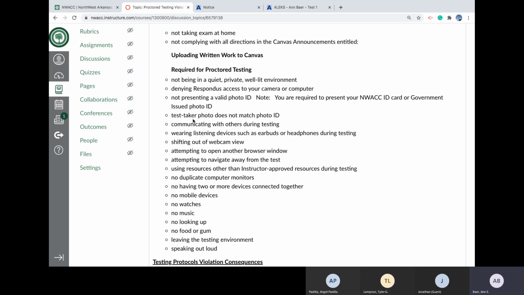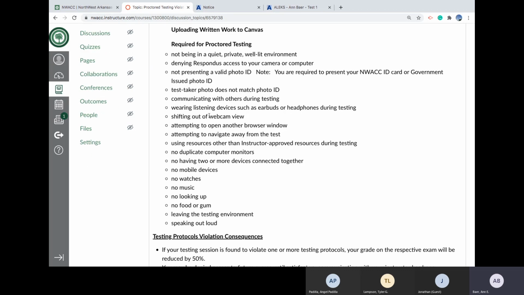So the current test taker photo, the one that they're going to take of you on exam day, a current photo, and then they're going to ask you to present your photo ID. So they're going to decide based on their artificial intelligence whether they match. So that's a possible violation right there. Requires more investigation.